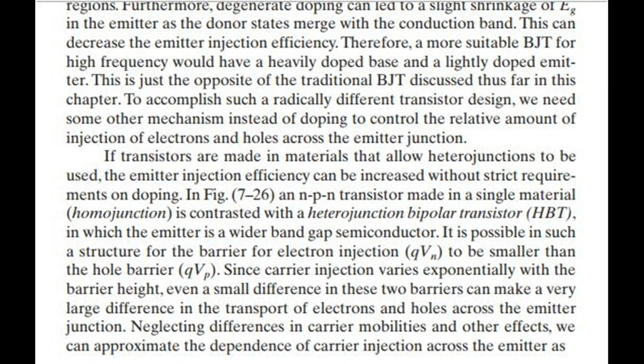To accomplish such a radically different transistor design, we need some other mechanism instead of doping to control the relative amount of injection of electrons and holes across the emitter junction. If transistors are made in materials that allow heterojunctions to be used, the emitter injection efficiency can be increased without strict requirements on doping. In Fig. 7-26, an NPN transistor made in a single material, a homojunction, is contrasted with a heterojunction bipolar transistor, HBT, in which the emitter is a wider bandgap semiconductor.